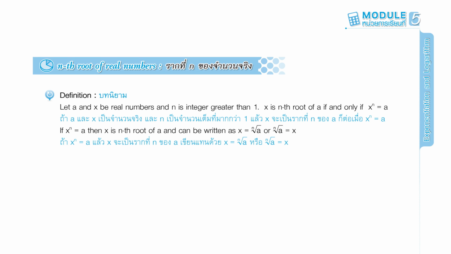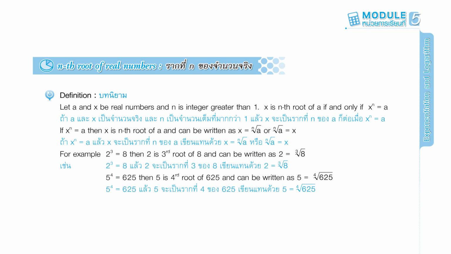If x to the power of n equals a, then x is the n-th root of a and can be written as x equals the n-th root of a, or the n-th root of a equals x. For example, 2 to the power of 3 equals 8, then 2 is the third root of 8 and can be written as 2 equals the third root of 8. 5 to the power of 4 equals 625, then 5 is the fourth root of 625 and can be written as 5 equals the fourth root of 625.